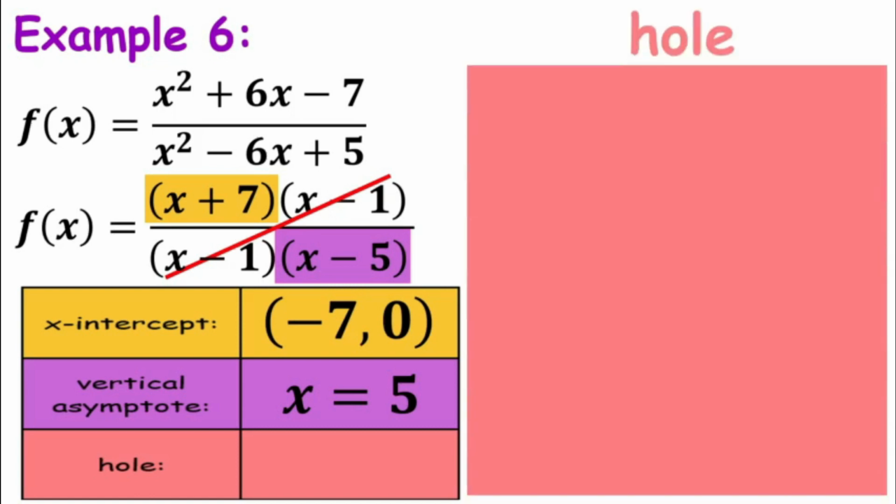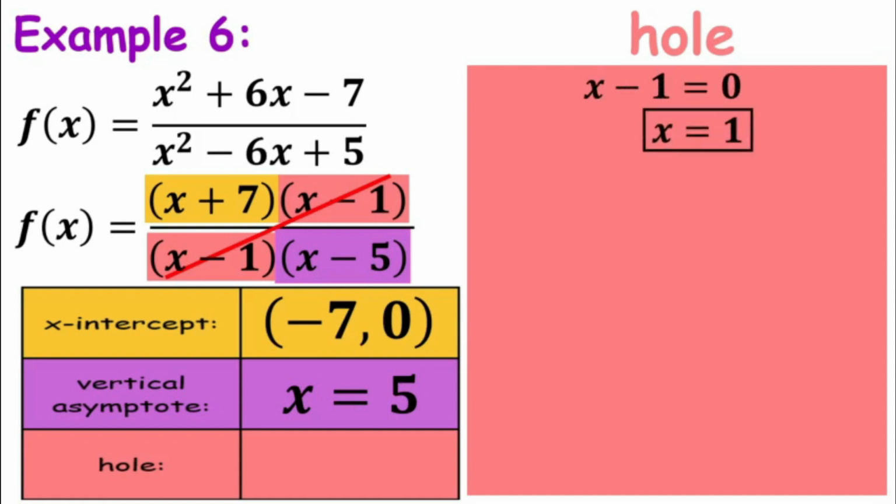For the whole, we just equate the cancelled factor to 0, then solve for x. X minus 1 is equal to 0. Transpose negative 1, we have x is equal to 1. This means that there is a whole at x is equal to 1. To determine the coordinate of the whole, we just substitute x is equal to 1 into the simplified form of the function. The simplified form of the function can be obtained by eliminating the cancelled factor.